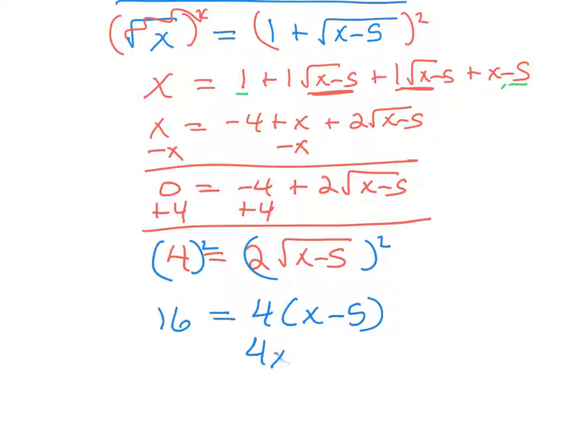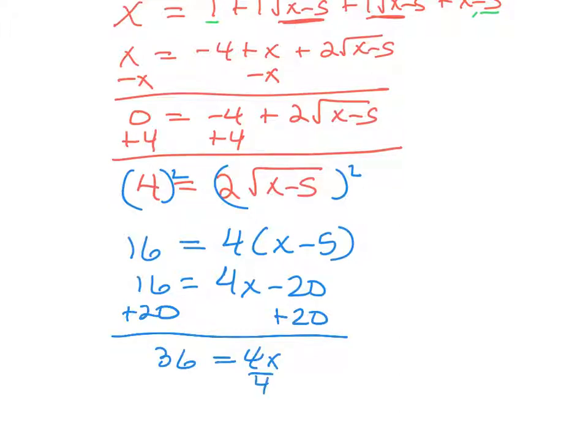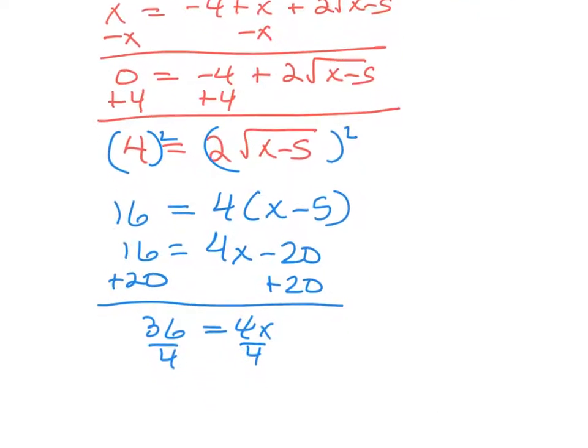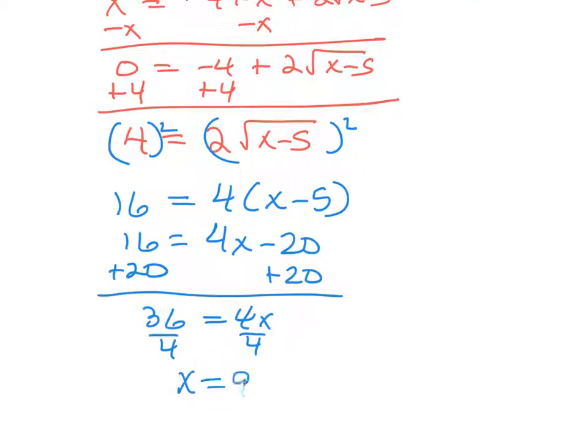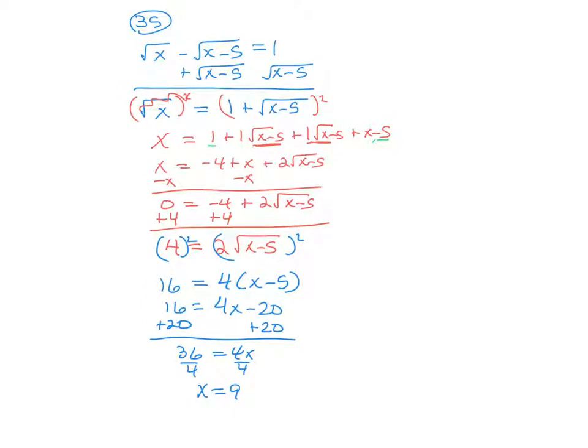I'll distribute. And now I can solve for x. I'll add 20. I get 36 is equal to 4x. Divide by 4, and x equals 9. I now need to check. I'll do the check over here.